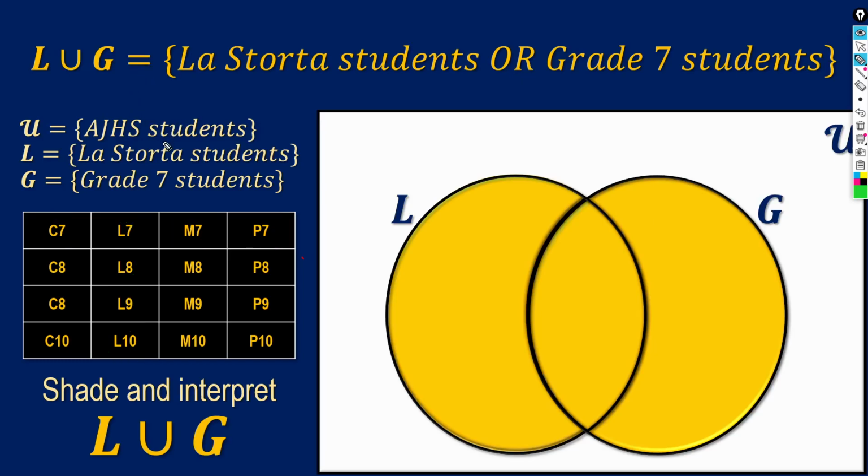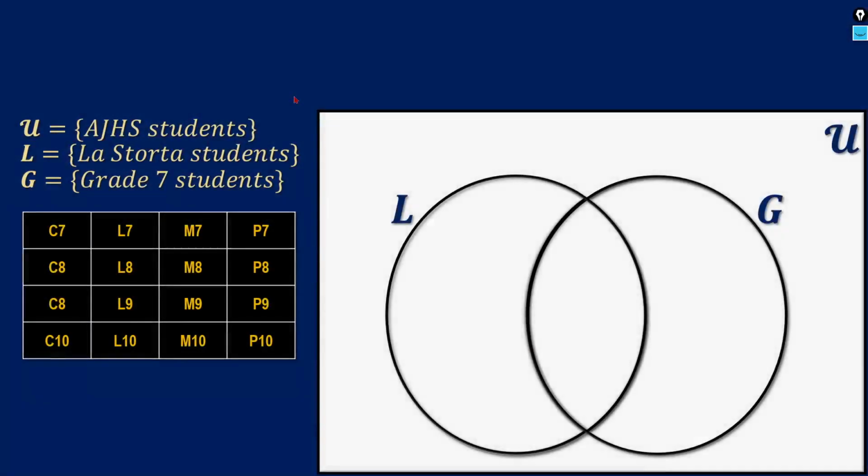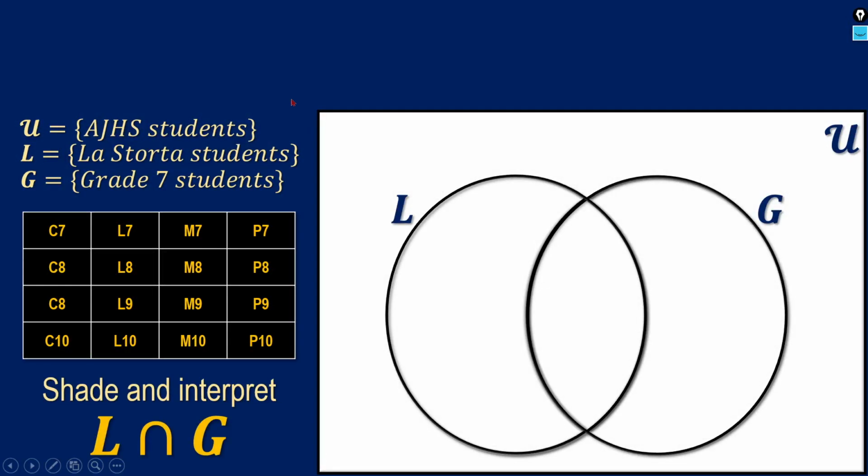Next. Let's shade and interpret the intersection of L and G. Okay? Pause nyo muna. Think of where you should shade the Venn diagram and how would you interpret that shaded region based on the context. Right, if you hit play, may sagot ka na. Dapat ang shading mo nandito sa gitna.